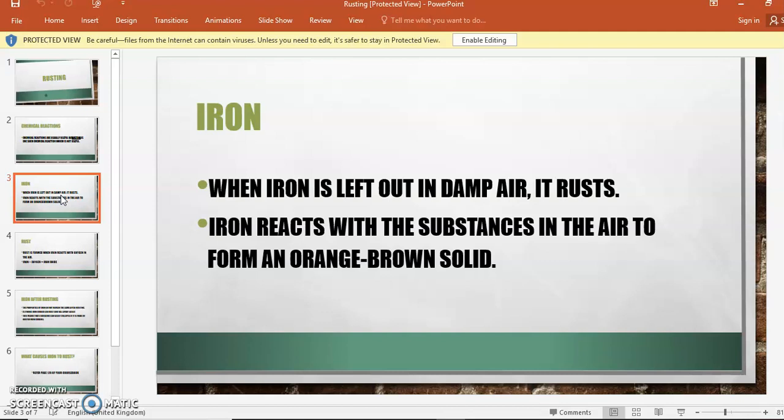What happens to iron when the process of rusting goes on? When iron is left out in damp air, it rusts. What is rusting? Usually, it is a chemical reaction in which iron reacts with the substances in the air to form an orange-brown solid. You have seen many times the iron things which are rusted, they have an orange-colored coating outside the surface. That is known as rusting.